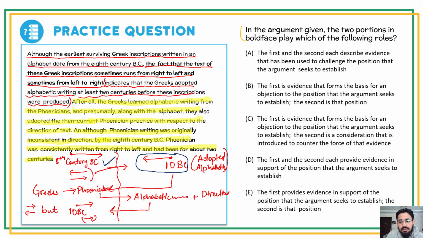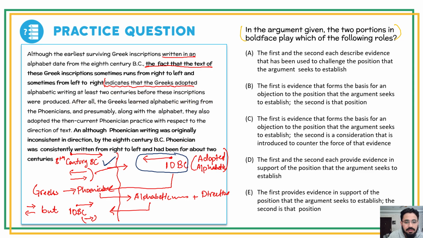In the argument given, the two portions in boldface play which of the following roles? This is the typical boldface related question. After observing the GRE, options a lot of times put these boldfaces in wrong categories of text to begin with. So my approach was to decide the category of text that each boldface falls in. If I read the first boldface, it says, the fact that the text of these Greek inscriptions sometimes run from right to left and sometimes from left to right. Okay, so it's a fact in short.